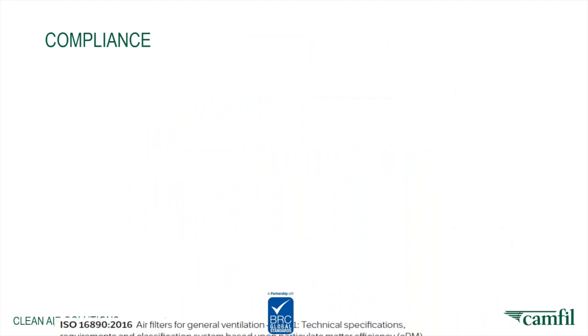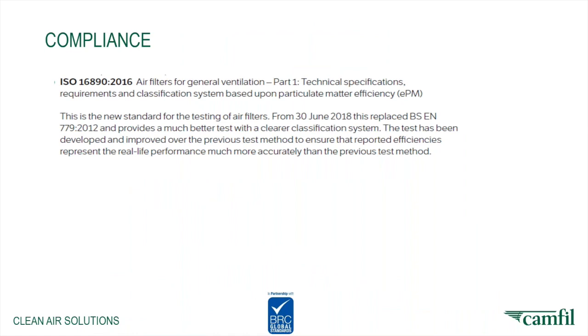When we're speaking about compliance, within the document we reference ISO 16890-2016. This refers to air filters for general ventilation. Part 1 speaks about technical specification requirements and classification systems based upon particulate matter efficiency, or ePM1. This is the new standard for testing of air filters. And from July 30th, 2018, this replaces EN 779-2012 and provides a much better test with a clearer classification system. The test has been developed and improved over the previous test methods to ensure that reported efficiencies represent the real-life performance much more accurately than the previous test method.